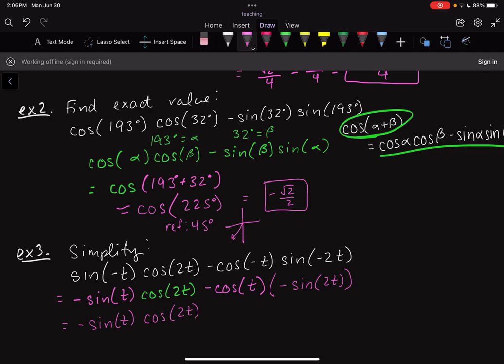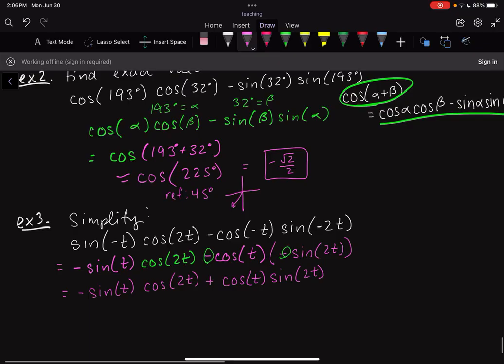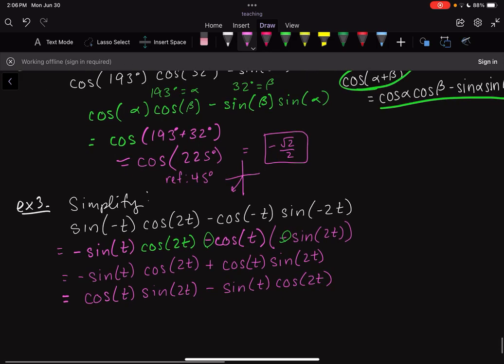Negative times negative is a positive. Cosine t sine 2t. So these negatives here just canceled out. Now just to make it look a little nicer, I'm going to write it as cosine t sine 2t minus sine t cosine 2t. So I swapped it around a little bit. That way I could see the minus in the middle, just like it does in the identities.